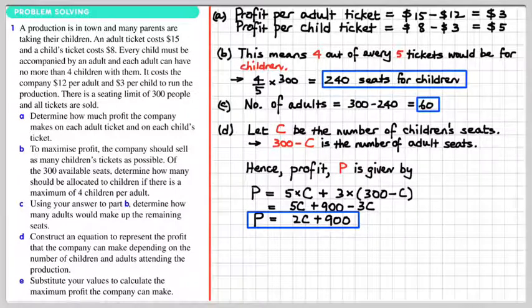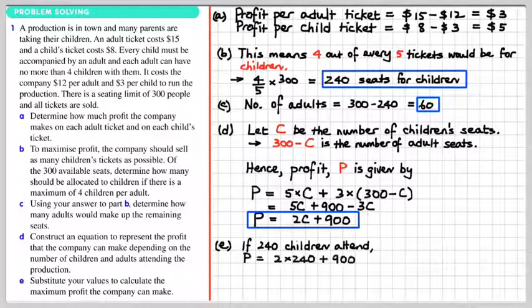Now, here's E. Substitute your values to calculate the maximum profit that the company can make. Oh, that's easy, guys. We know that the maximum number of children we want is 240 seats, yes? So here we go. Put that 240 in there, and we get that. So how much profit are these people going to make? That's $480 plus $900 is $1,380. Yeah, that's it. That's part E done. Yeah, we did it, didn't we?